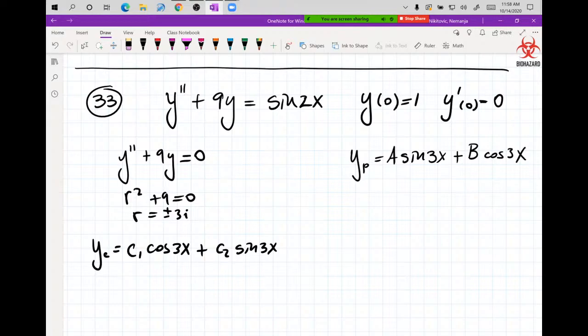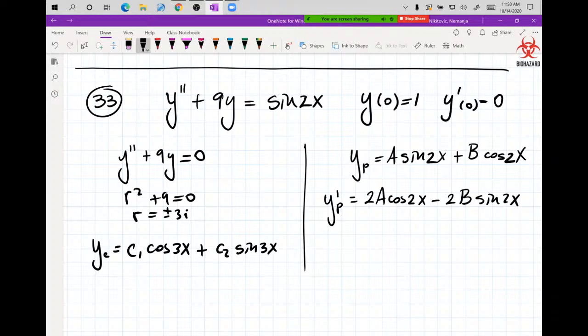Oh, see, I made a mistake. It's not 3, it's 2. It's 2x. Okay, so yp prime is 2a cosine 2x minus 2b sine 2x. And the second one is negative 4a sine 2x minus 4b cosine 2x. That's a basic chain rule from Calc 1. I put that all together.